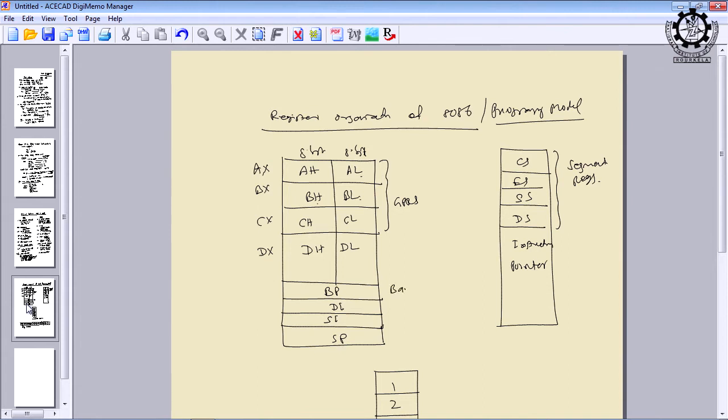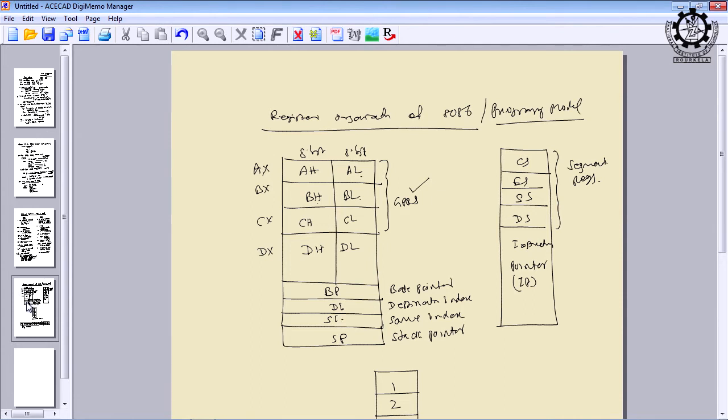So, BP stands for base pointer and DI stands for destination index and SI stands for source index and SP stands for stack pointer, right. And these 4 16 bit registers along with these 4 registers, they are in one group, or you can say these 4 registers are general purpose registers. So, these are the special purpose registers, and why are they called special purpose registers? Because they have special functions.